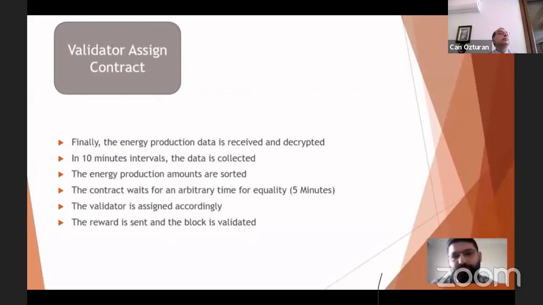Then the energy production amounts within that neighborhood are sorted. The node with the most green energy production is assigned as the validator, so that nobody needs to solve a computer puzzle; the one with the most renewable energy production is automatically assigned as the validator. The contract may also wait for an arbitrary time for equality of the nodes, so that they can all be assigned a validator place if they have the production. After the validators are assigned and the blocks are created, a block reward is sent to the person with the most energy production in that microgrid and neighborhood.